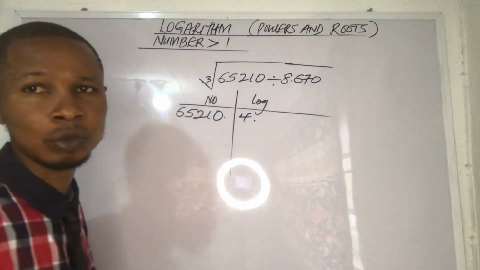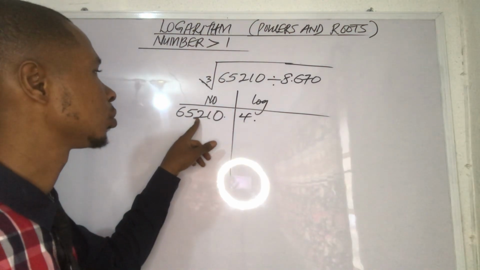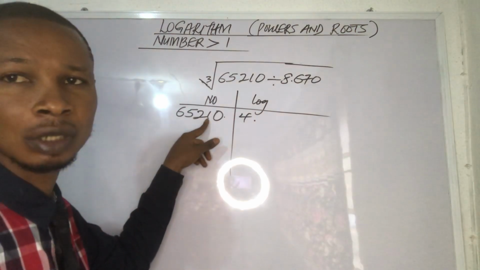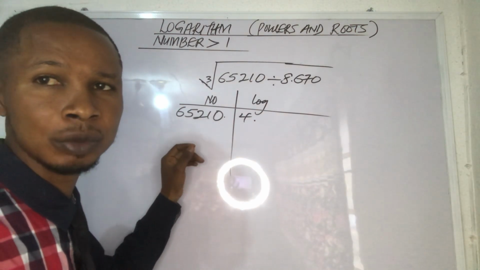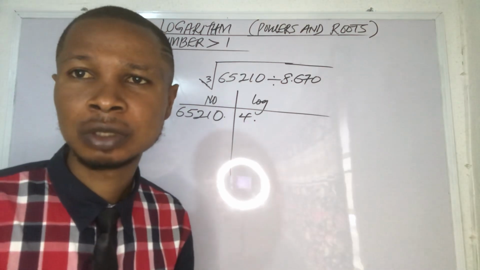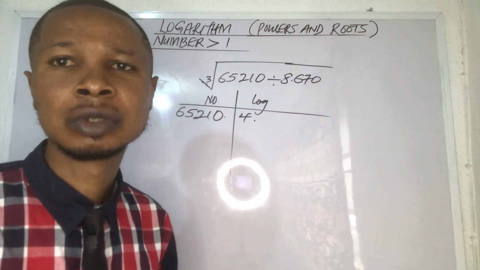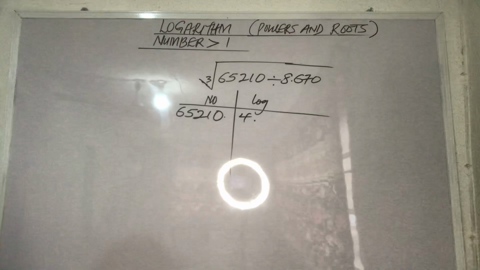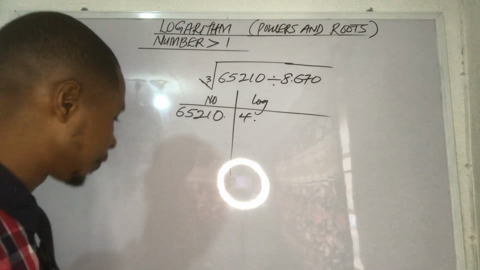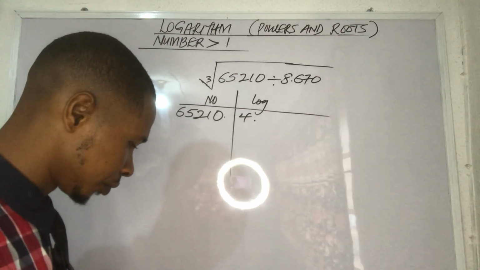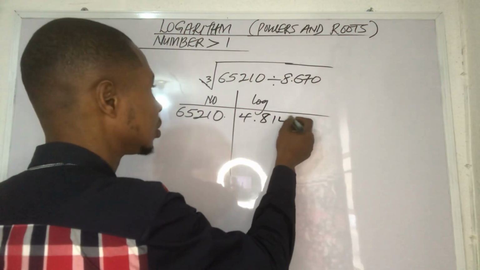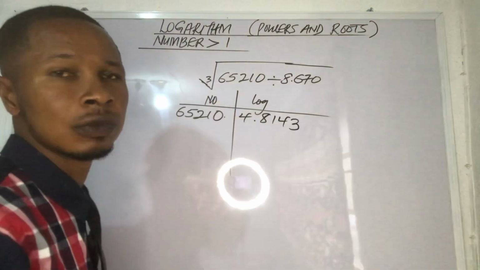Then using your four-figure table, you will check 65 under 2, add difference 1. I've shown them how to use a four-figure table. So if you are new to this channel or to this topic, you can watch my previous videos on how to use four-figure table. If you look up your four-figure table correctly, you're supposed to have 65 under 2 difference 1. So you're supposed to have 8, 1, 4, 3.